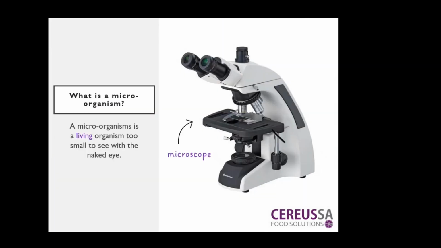Firstly, let's understand what is a microorganism. A microorganism is a living organism or a living being that's too small to be seen with the naked eye. We use an instrument called a microscope to enlarge microorganisms so that we can see them. Oftentimes we forget about microorganisms because we cannot see them, but just because we can't see them doesn't mean that they are not there.